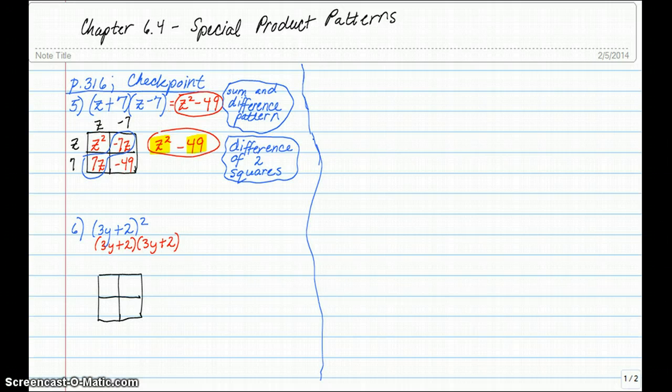Now we're going on to number 6, which is 3y plus 2 squared. That means 3y plus 2 times 3y plus 2. Go ahead and pause the recording and fill in the cells of your table and the dimensions.